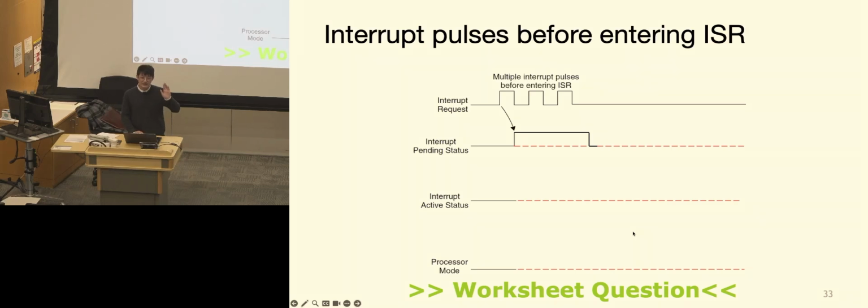Any other thoughts, or anyone agree with this? Any other thoughts? Everyone agree with this? We have a unanimously correct answer.